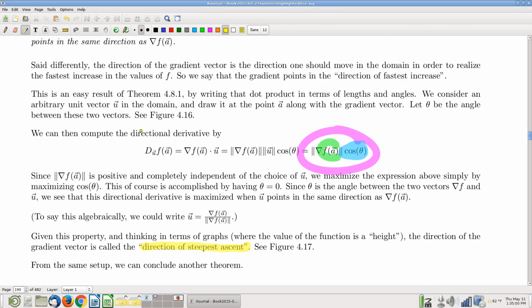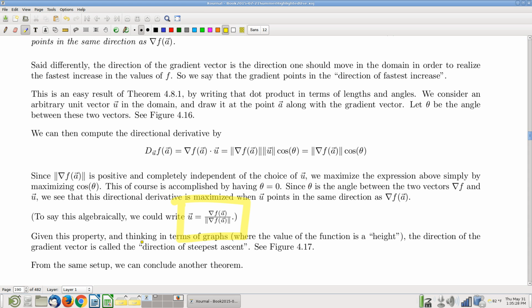So that's the answer to our question here. The unit vector is the unit vector pointing in the same direction as gradient f, and of course y'all remember the formula for how to find a unit vector pointing in the direction of a given vector: divided by the magnitude. So gradient f divided by the magnitude of the gradient of f. Said differently, the gradient of f is the answer to this question.